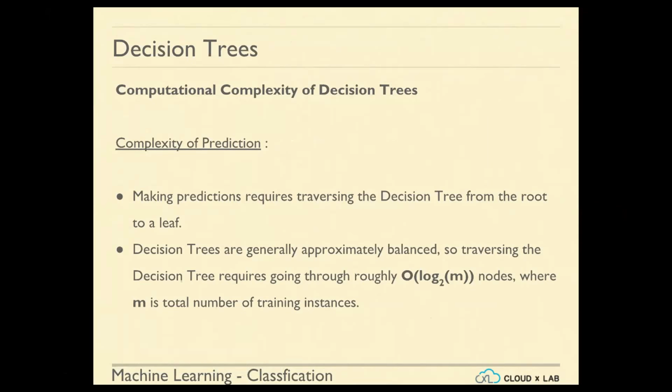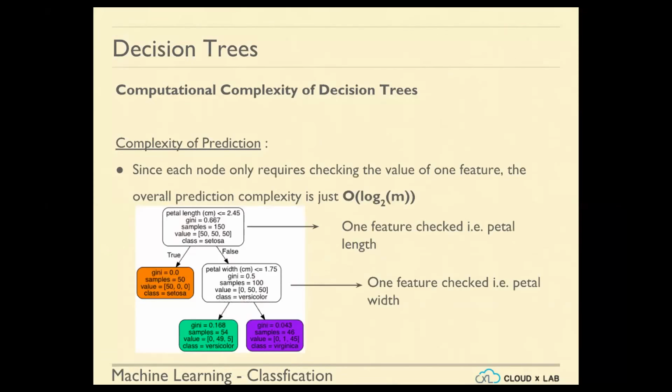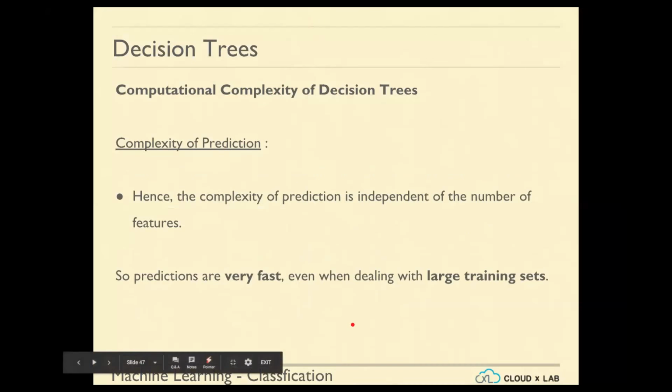And so traversing the tree requires going through roughly O(log m) nodes, where m is the total number of instances. Since each node requires checking the value of one feature, the overall prediction complexity is just O(log m). So here we checked one feature, then another feature, and so on. The complexity of prediction is generally independent of the number of features. So predictions are very fast even when dealing with humongous training datasets.